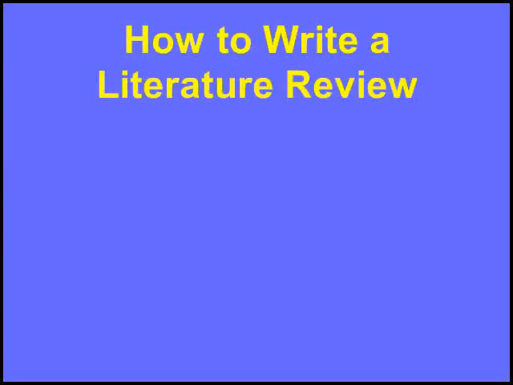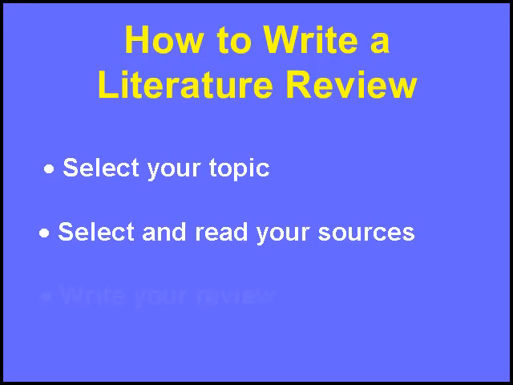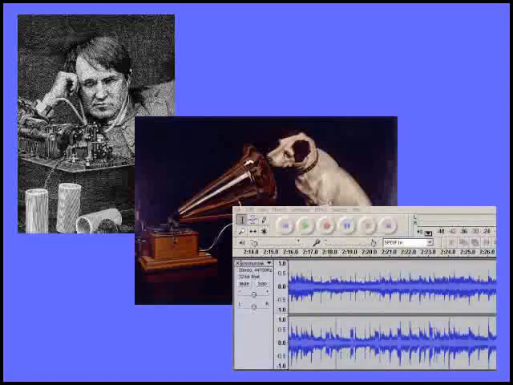There are several stages to writing a literature review. Select your topic, select and read your sources, write your review. Perhaps the most important step in this process is selecting your research topic. A good research topic focuses on a subject that has been well explored. That is, one where you can find articles that reflect growth and change in an area of research.